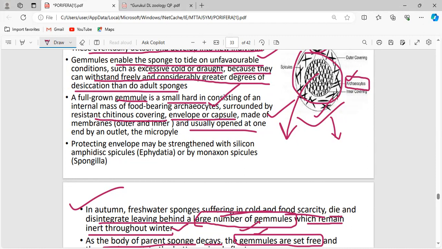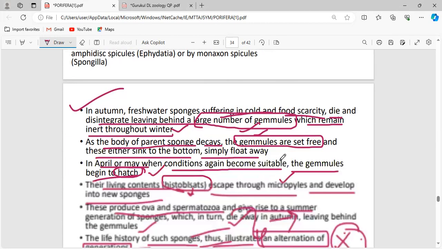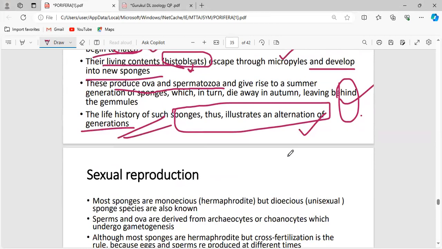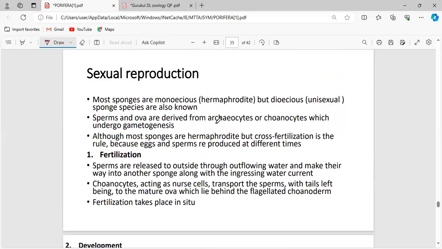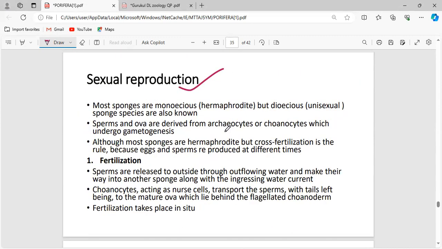So this alternation of generation from the normal lifestyle and from the spore life stages. This alternation of generation from the normal to the spore form is called the alternation of generation. So you have to remember Porifera also has the capacity to exhibit this alternation of generation form. Now we come to the sexual reproduction form.